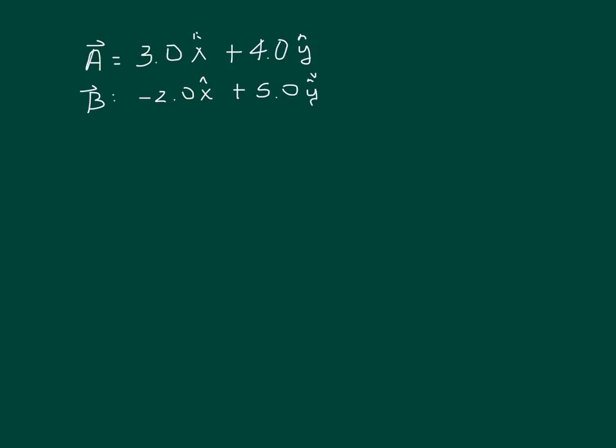Now let us look at the problem of adding two vectors, where A is 3 in the x direction plus 4 in the y direction. B is minus 2 in the x direction plus 5 in the y direction. And let's just draw a small picture here and see what those two vectors look like. A is going to be 3 in the x, and then I go 4 in the y, and it looks something like this. B is minus 2 in the x and 5 in the y, so it looks something like this.